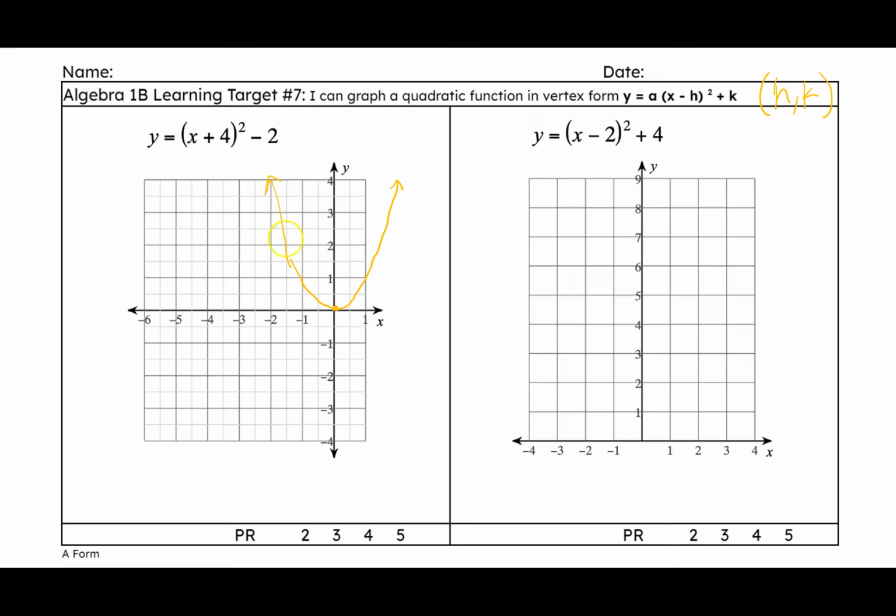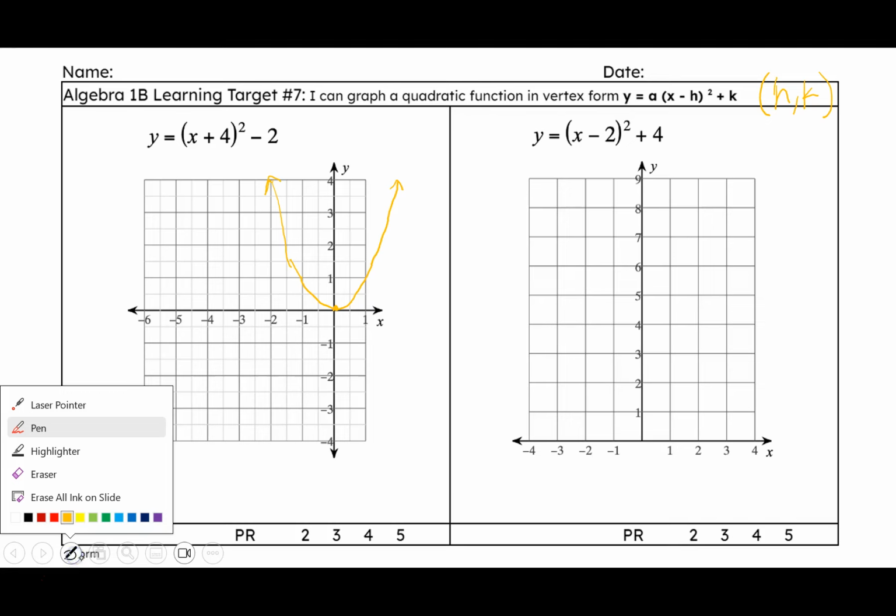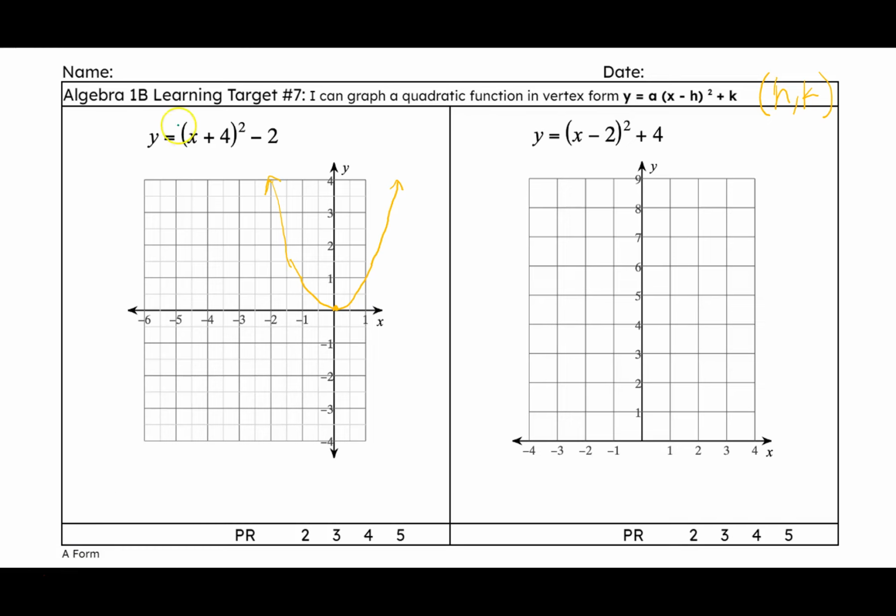All right, so let's adjust this function to match this equation right here. Let's see what we see. Our a term is an invisible positive 1, so this parabola will continue to open upward, and it'll continue to be just its base level width. So no adjustments yet. Now we want to find what our h and k is. I noticed that this is x plus 4 when it should have been x minus h, and this is minus 2 when it should have been plus k, so we're going to have to make some adjustments.